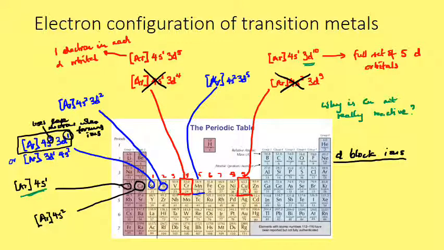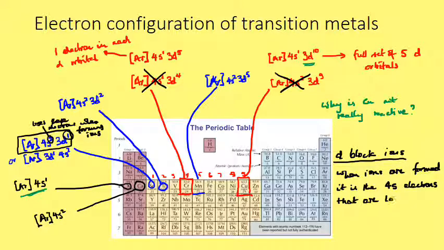So I'm just going to write out this little rule for you so that we make it clear. When ions are formed, it is the 4s electrons that are lost first. Not quite what you'd expect, but there it is.